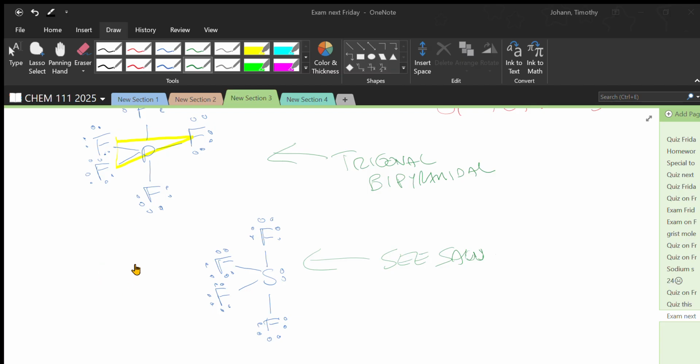Let's see. I don't see that I have a square pyramid shape here. I will have to introduce you to a square pyramid on Monday.